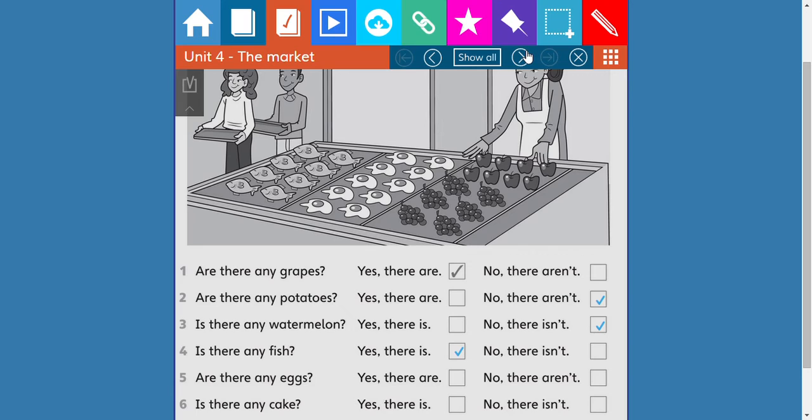Number 5. Are there any eggs? Of course. Sure. Yes, there are. Number 6, is there any cake? Now look at the table. There isn't cake. So the answer will be no, there isn't.